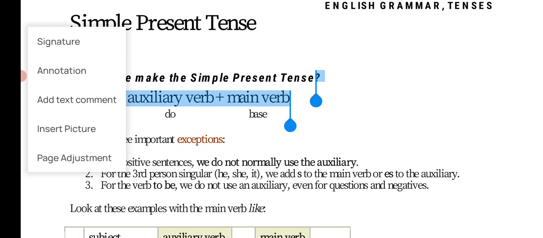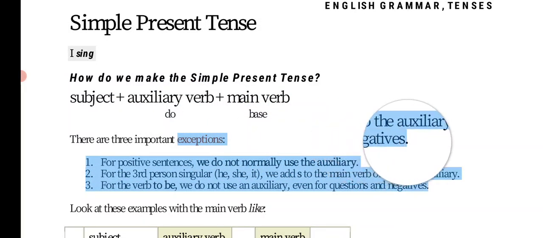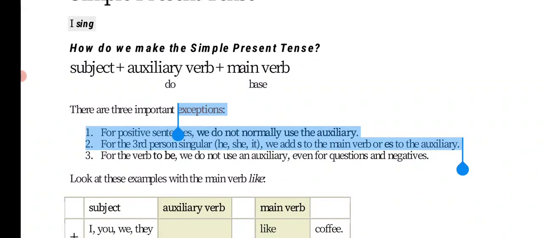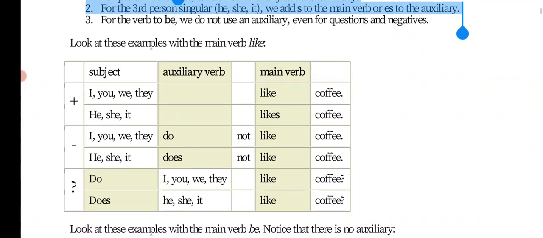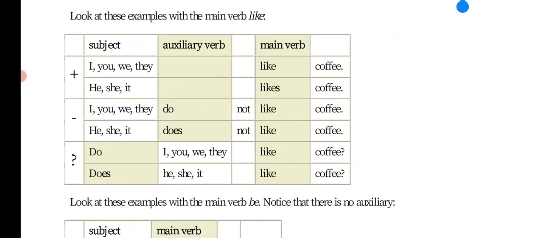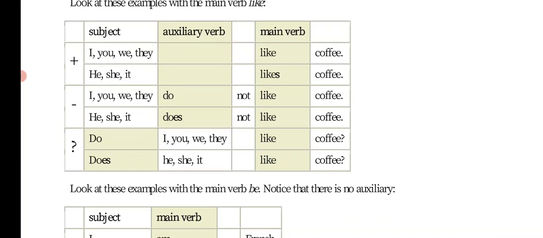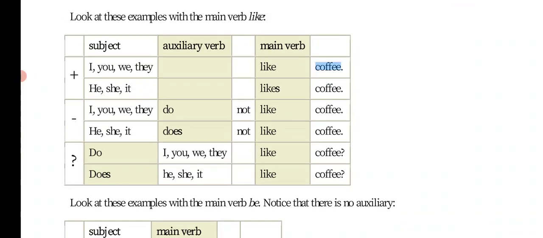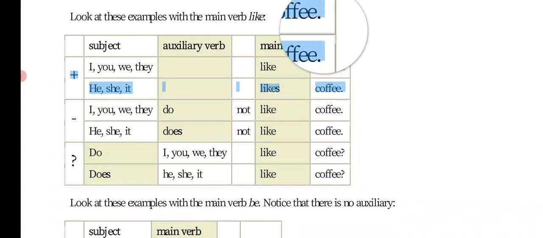And we have three exceptions here: 1, 2, 3. We will study them later when you have a better idea what tenses are. So what can be a subject? Subject can be I, you, we, they, he, she, it, a pronoun or a noun. These are called subjects. Auxiliary verb, helping verb, like do, does, and am, right? And main verb, a word that denotes an action. And coffee here is the object.